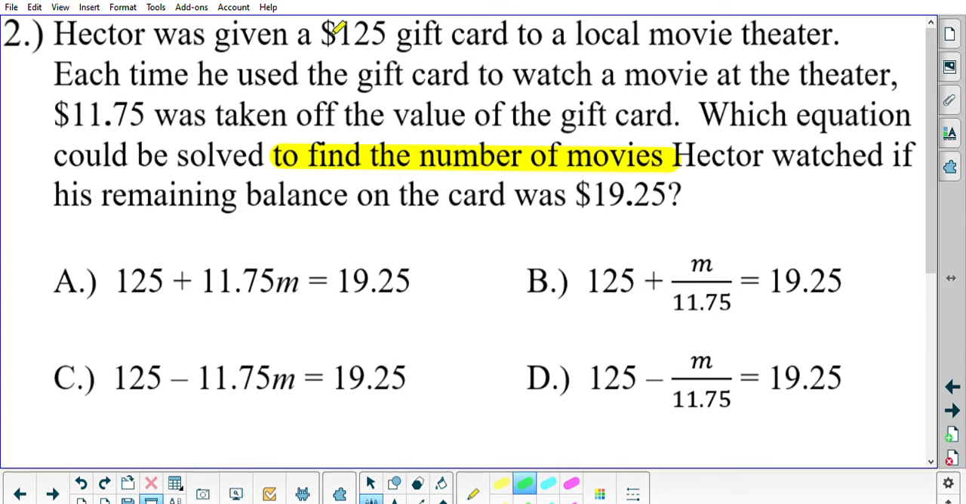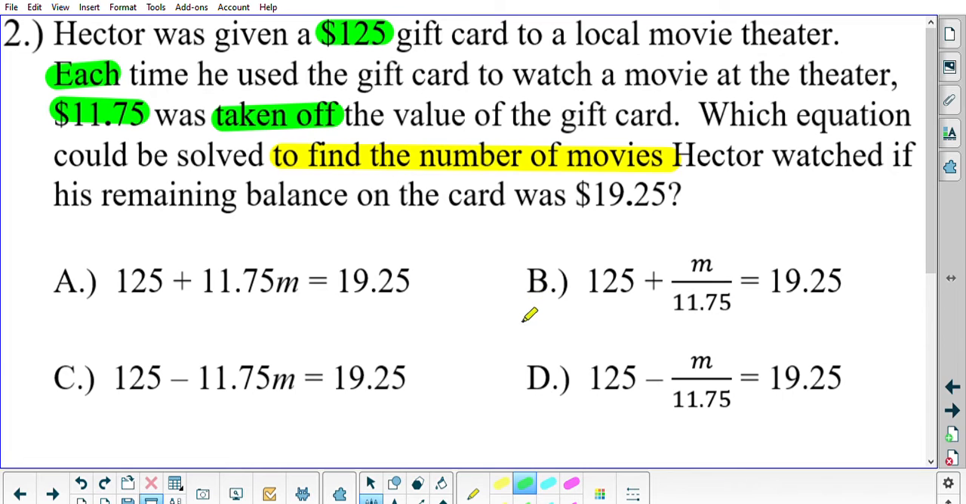The first thing it said is Hector was given a $125 gift card. Well, choices A, B, C, and D, they all start with the 125, so I guess we need to keep going. Each time, now the word each often means to multiply. Let's keep going. Each time he used the gift card to watch a movie at the theater, $11.75 was taken off.